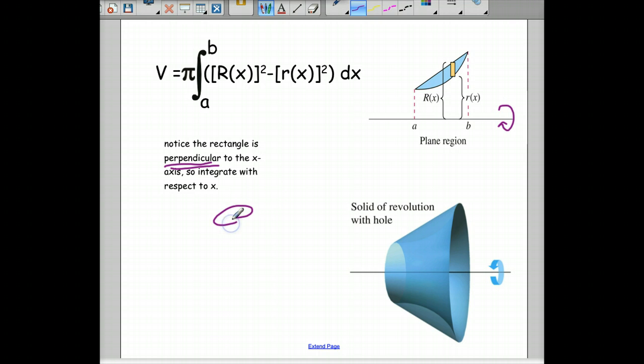If we're rotating around an axis this way, if we have some region over here, we're going to rotate with respect to y, and we're going to have our integration with respect to y, all of our equations with respect to y, etc.